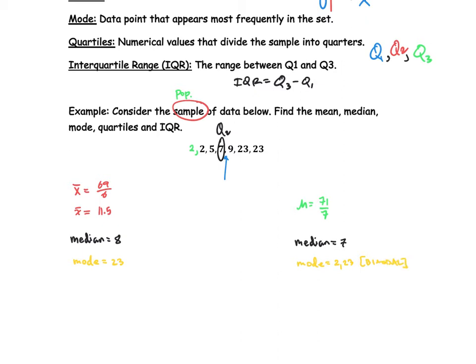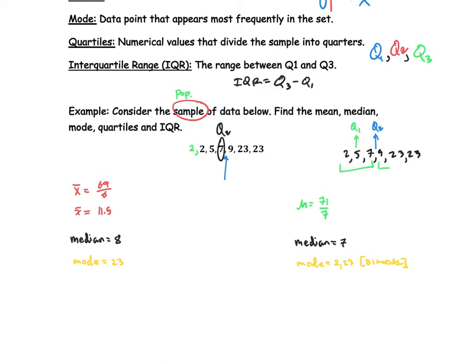Now let's go back to the original set, our sample 2, 5, 7, 9, 23, and 23. And let's find Q1 and Q3 so we can find the IQR. Okay, so let's put a spot here for Q2. Q2 is 8. Here's Q2. Now what we do to find Q1 is we split the lower half in half. So when you have an even number of numbers, the middle of your lower half is going to be Q1.